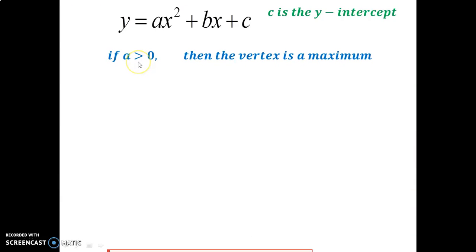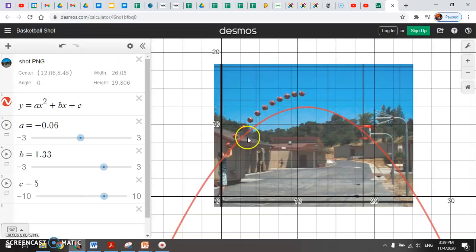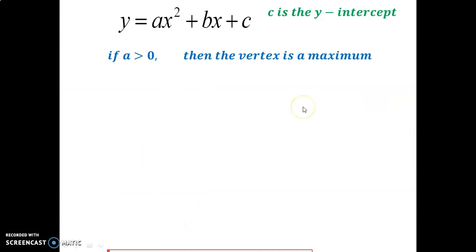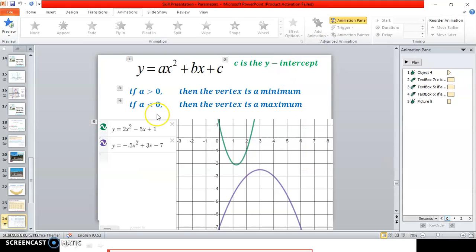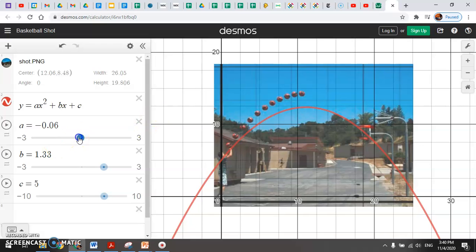All right. Next conclusion. If A is greater than 0, in other words, if the A value is positive, then the vertex is a minimum. We see that on our basketball shot as well. Right now, A is negative, and this is a maximum. Wait a minute, this is wrong. Let me change. That's better. It's like it never happened. When A is positive, the vertex is a minimum. Let's check. I'm going to make A positive. Look, I made A positive, and the vertex is a minimum point.